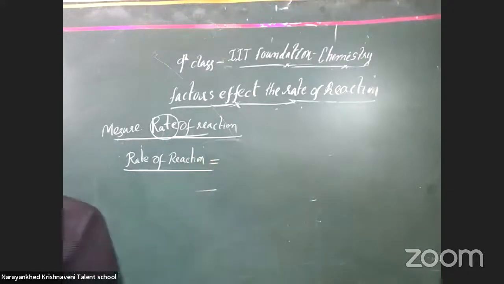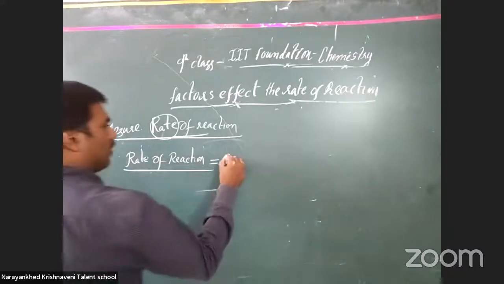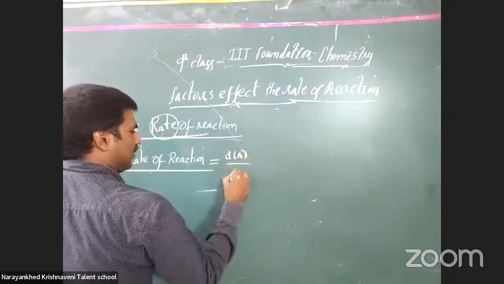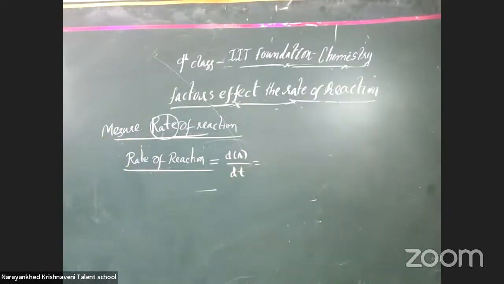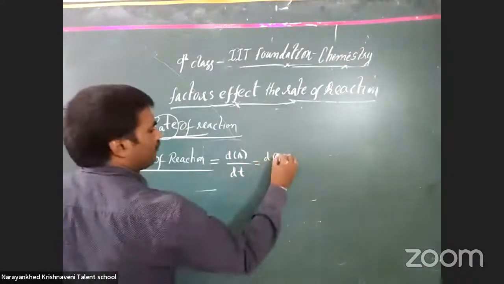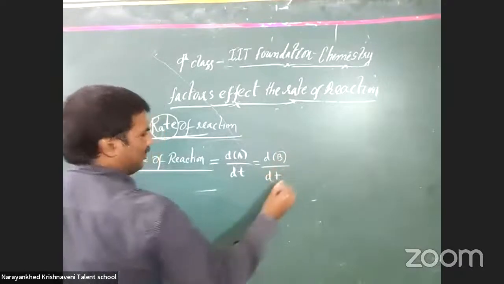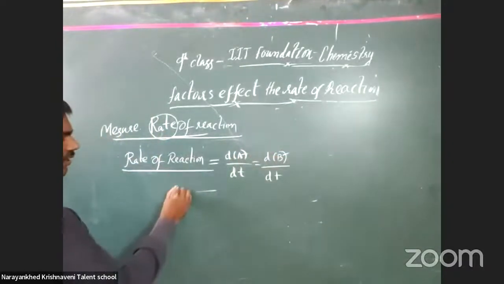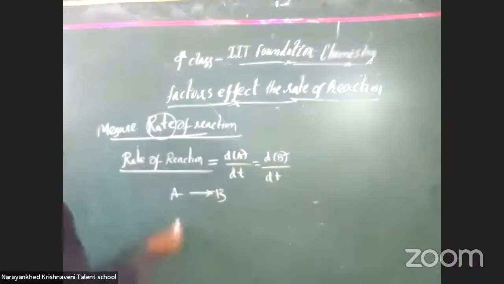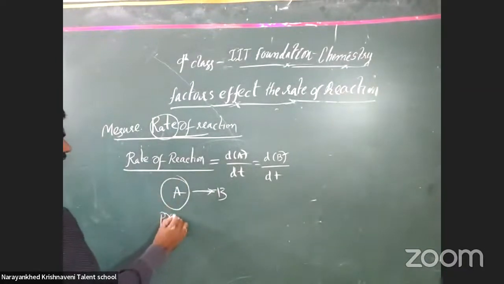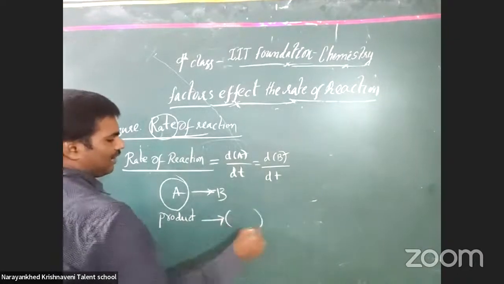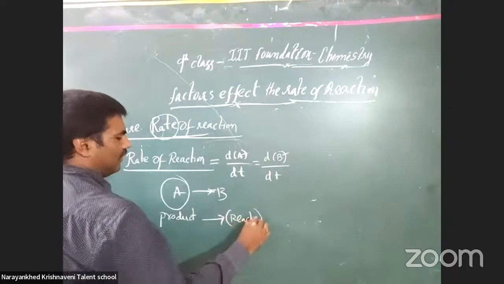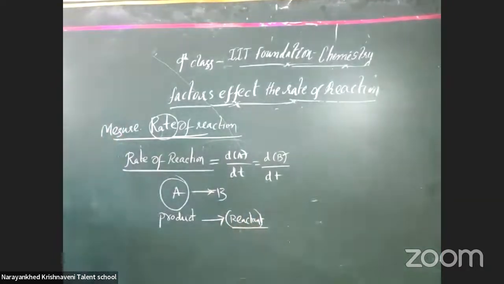Rate is taken as dA by dt, yes, it will be taken as dB by dt. Here, what is this A, what is this B? Here A gives the B. These are called the products. One reacts with another one, and we get the products, so we have to take the amount of reactants.